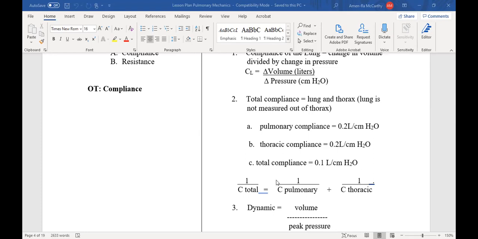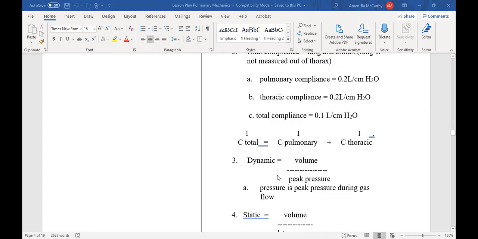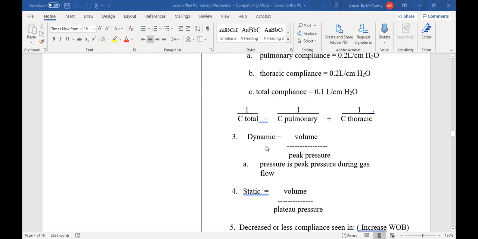Now, I said there were different types of compliance. We have dynamic compliance and static compliance. Basically, what you need to know is dynamic compliance is volume over peak pressure, the pressure that is peak during gas flow. So peak pressure means when I push air into your lungs, how much pressure is it taking? If I push 500 mLs into your lungs, whatever amount of pressure it takes for me to do that, that's the peak pressure, okay?